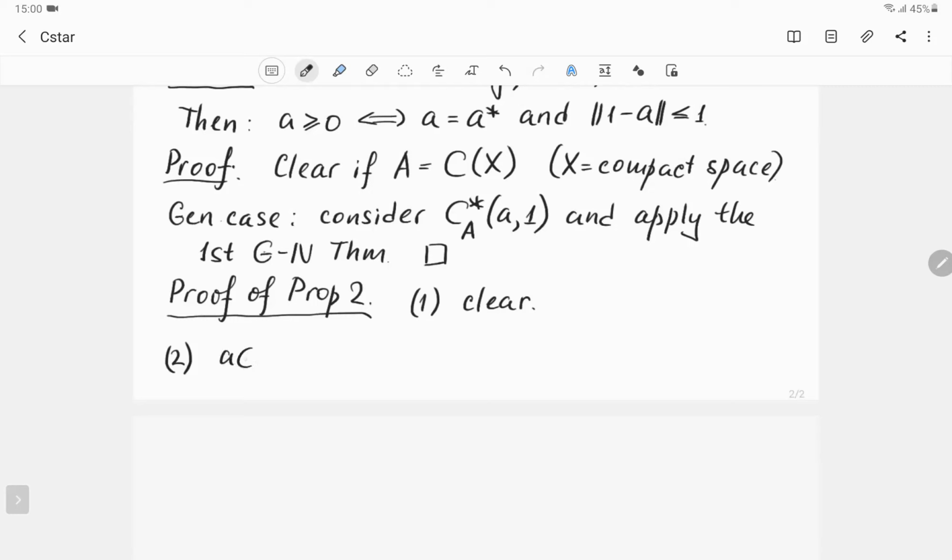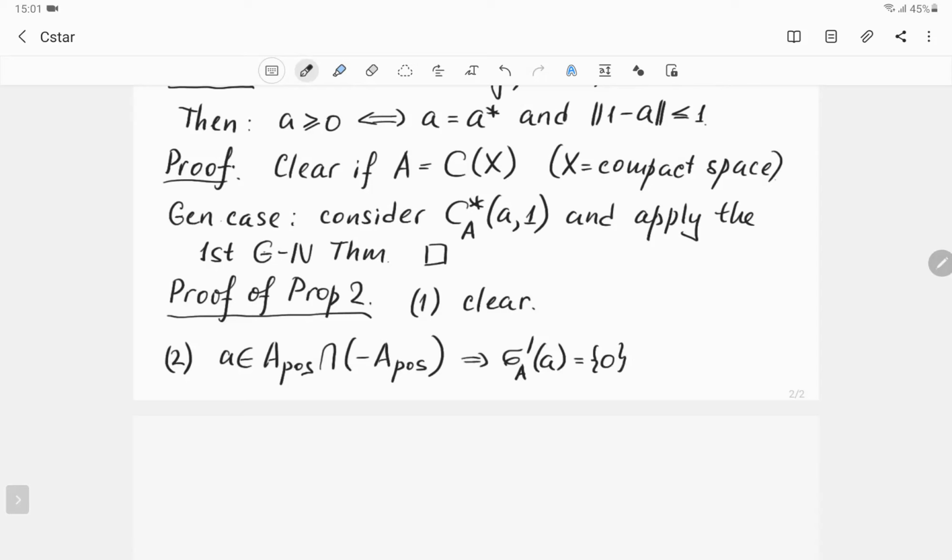If little a is in this intersection, so we want to show that this intersection is 0. So if little a is in this intersection, this means that A is positive and minus A is positive. So the spectrum of A is contained, on the one hand, in the non-negative half line and in the non-positive half line. So this means that the spectrum of A is 0.